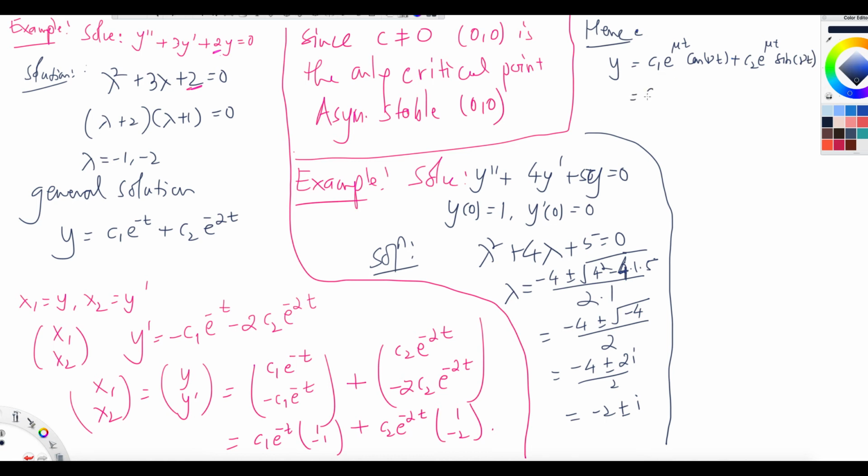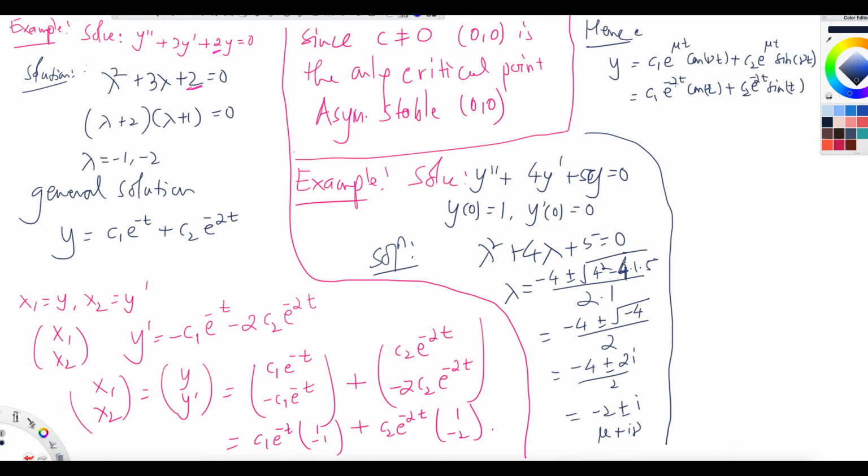So what do you get? c1, what is mu? So mu plus i nu. Mu is -2, nu is 1, right? So you write e to the negative 2t and cosine t, because nu is 1. So plus c2 e to the negative 2t and then sine t. This is what you get.